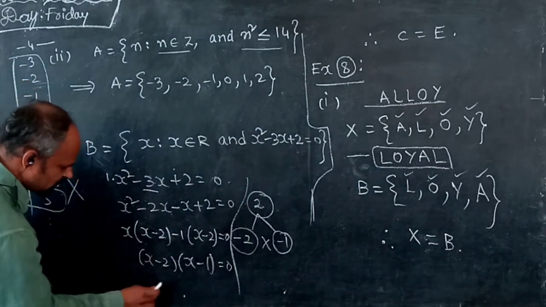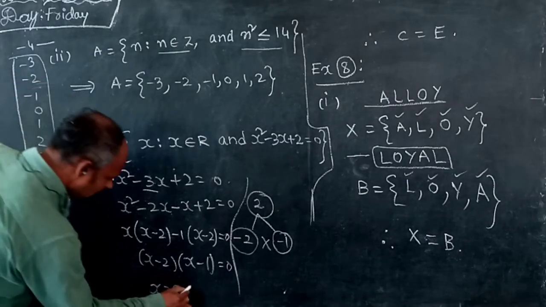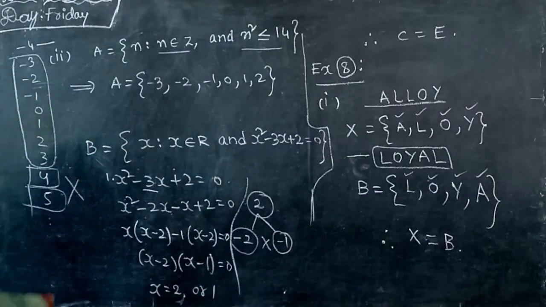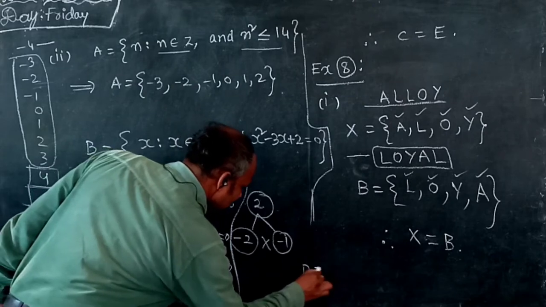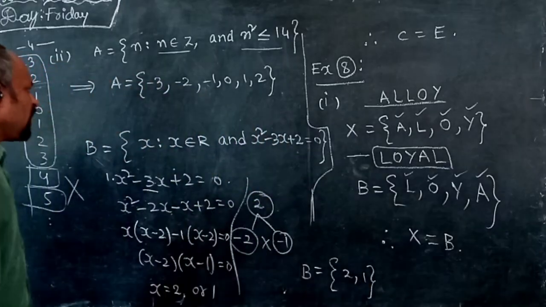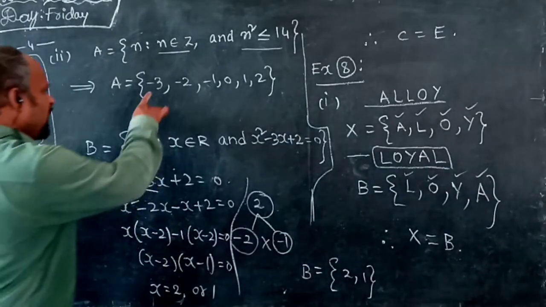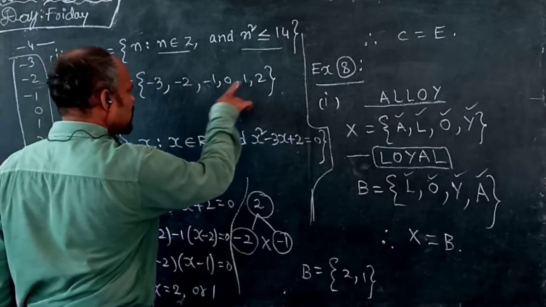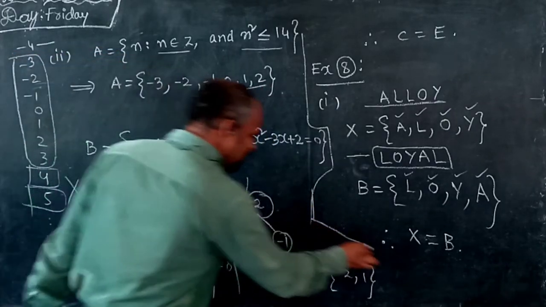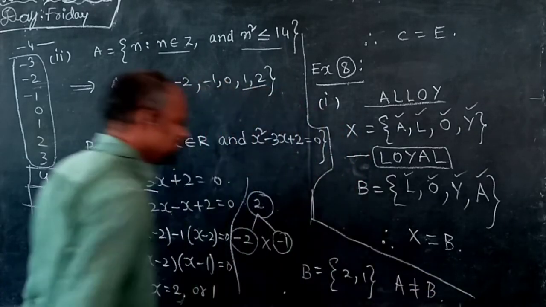So either x minus 2 is equal to 0, so I will be getting here x is equal to 2, or x is equal to 1. So now I can write set B as {2, 1}. Now you can compare A and B. So what we can conclude here? A is {-3, -2, -1, 0, 1, 2}. Only these two elements are present in B. Therefore, we can conclude that A is not equal to B very clearly. That's it.